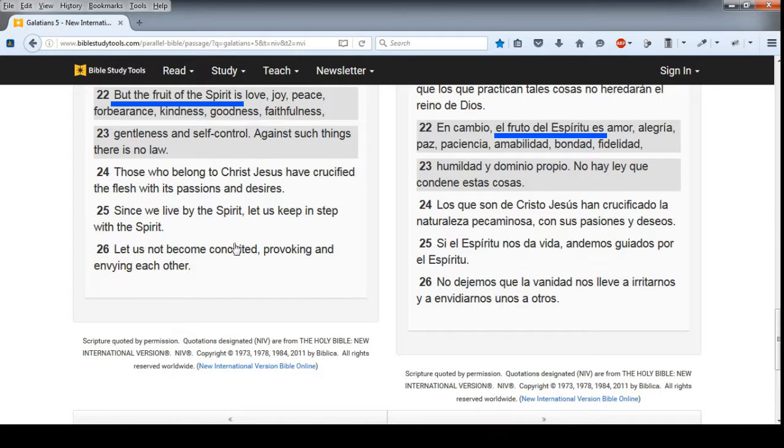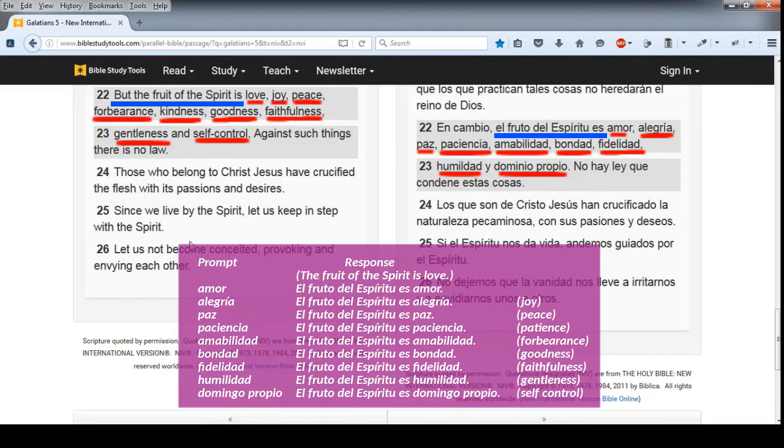El fruto del Espíritu es amor. The fruit of the Spirit is love. The fruit of the Spirit is joy. The fruit of the Spirit is peace. The fruit of the Spirit is patience, and on and on.